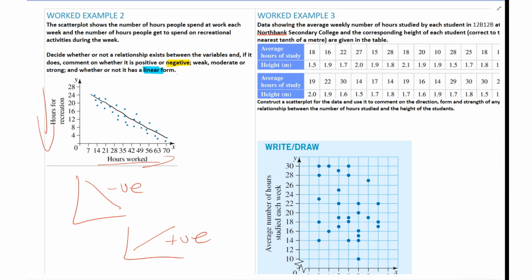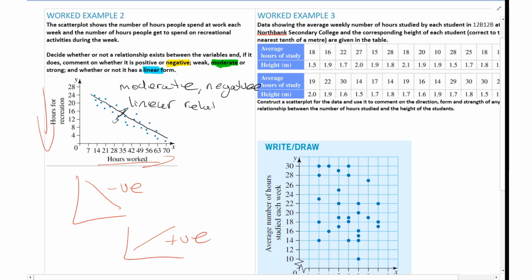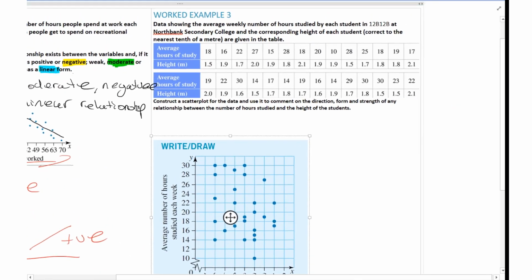It's linear, but what's important here is we're saying it's moderate. The data is not super close across. There is a bit of spread going on. It's not huge, but it is a little bit. So what we would say is: moderate, negative, linear relationship. Okay. So that's the sort of thing you'd need to be able to write for a question like that.